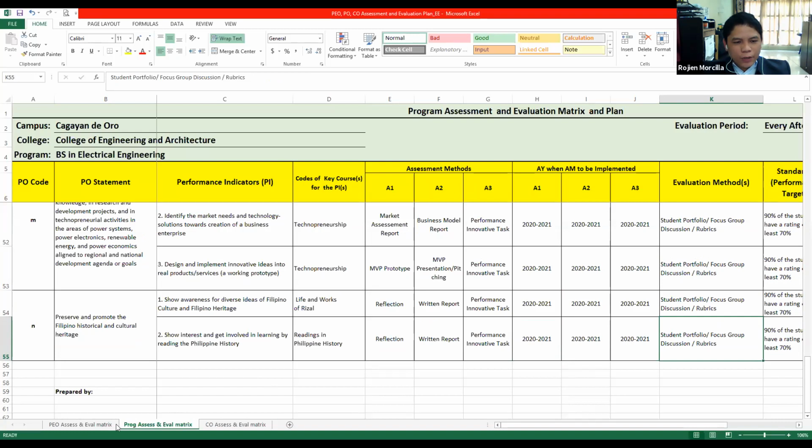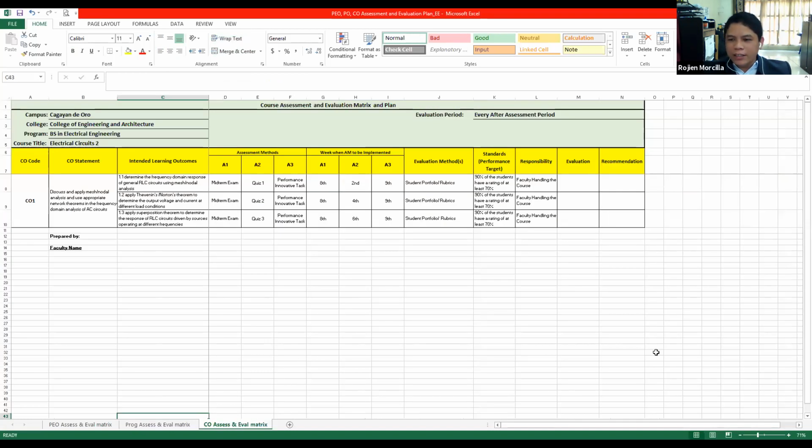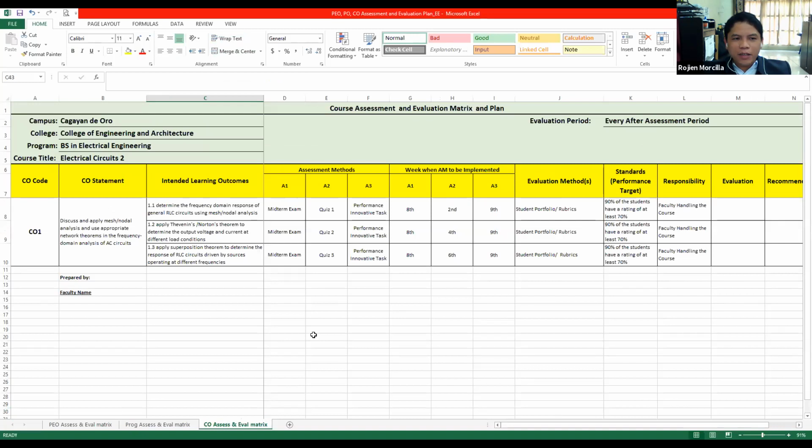Now, that is for the program educational objectives and program outcomes. Next is the course level. This is just an example, since it applies to each course and each subject. I have course outcomes CO1, CO2. For example, CO1 states in electrical: discuss and apply mesh and nodal analysis. The ILOs are also in my syllabus, as are the assessment methods. Then when: which week the subject is offered and the data collected. Then how do I evaluate? It can be rubrics or student portfolio. And the standard: 90% of my students have a rating of 70%.